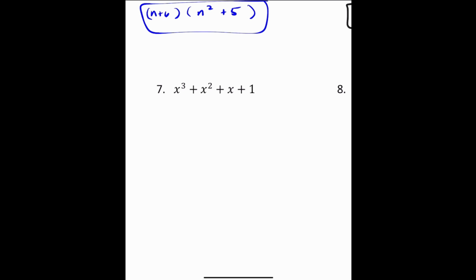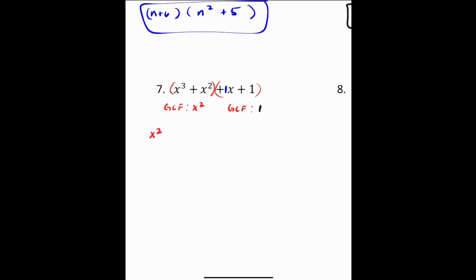Number 7, x cubed plus x squared plus x plus 1. So we'll group the first two terms and the last two terms. The GCF for the first two terms is x squared, and the GCF of the last two terms, so this one's a little tricky. What's the largest number that goes into x and 1 at the same time? Now if you remember, there's an invisible 1 in front of this x. So the largest number that goes into 1x and +1 at the same time would be 1.